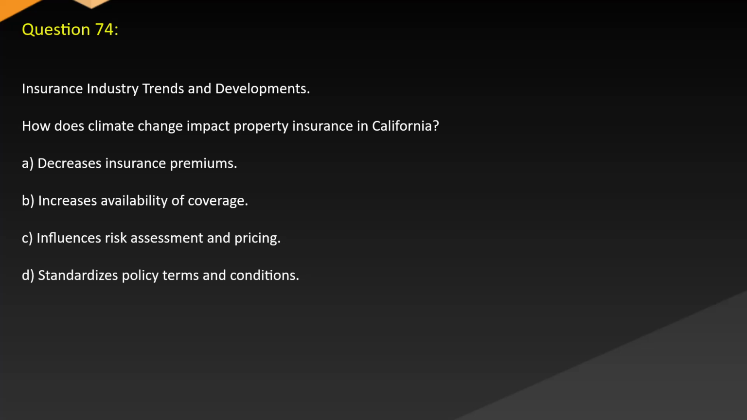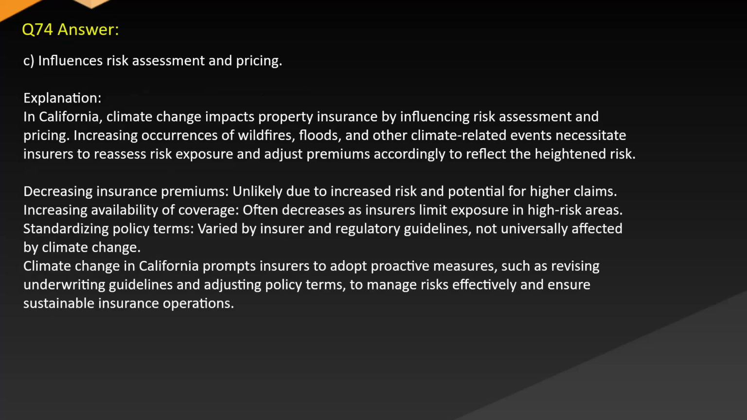How does climate change impact property insurance in California? A. Decreases insurance premiums. B. Increases availability of coverage. C. Influences risk assessment and pricing. D. Standardizes policy terms and conditions. Answer. C. Influences risk assessment and pricing.